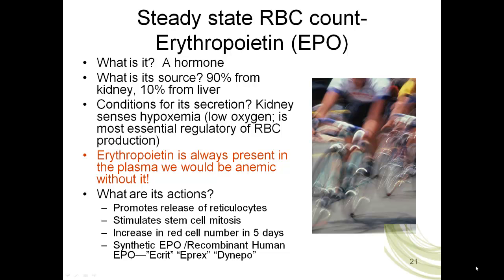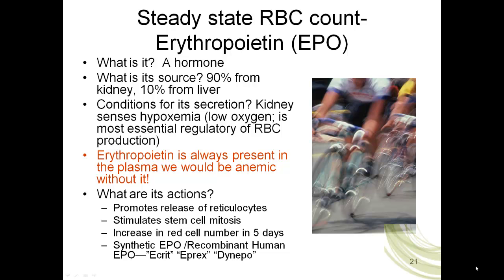If the kidney does not detect enough oxygen, if the kidney is detecting hypoxemia, hypoxemia is the amount of oxygen in the blood, again, emia means in blood, then the kidney will release a hormone called erythropoietin. Now the kidney is the largest source of erythropoietin. 90% of the erythropoietin in our body comes from the kidney. The other source is the liver, but it's only minimal amounts.